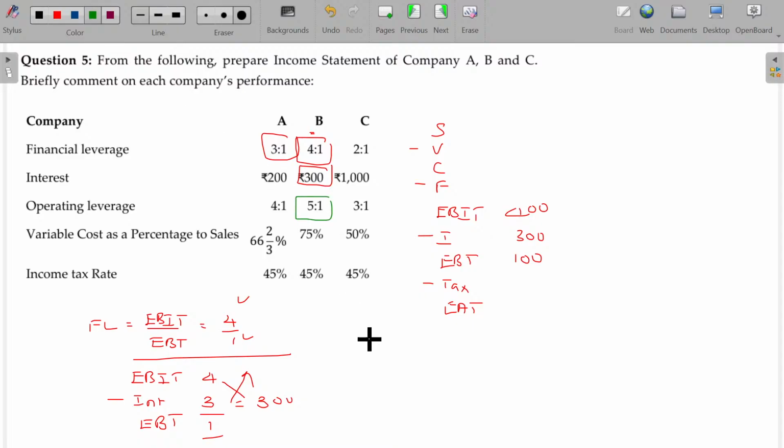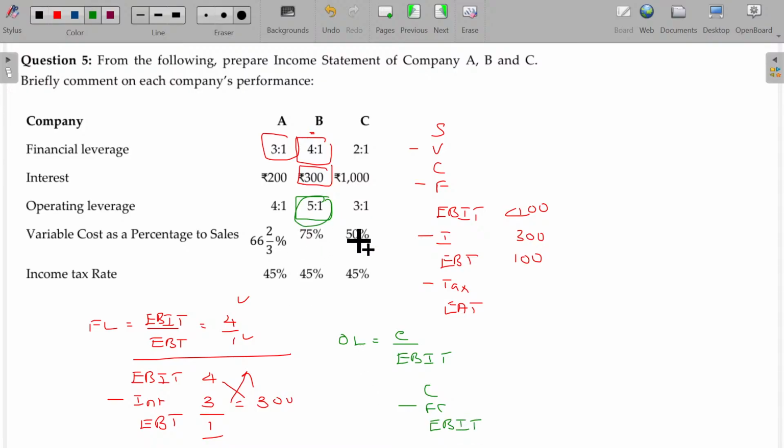In case of operating leverage, the formula is operating leverage equals contribution by EBIT, where contribution minus fixed cost is EBIT. Am I right?